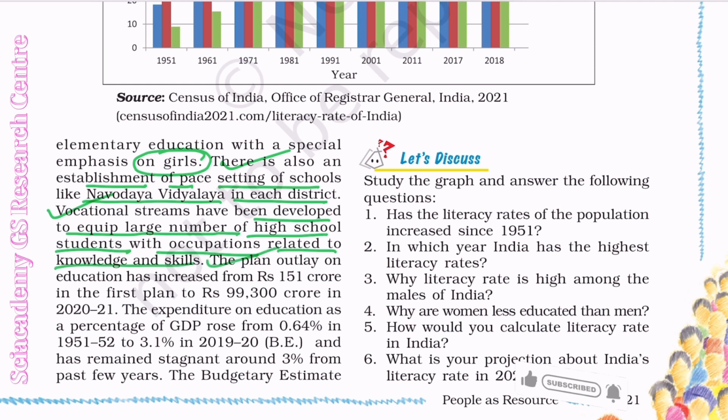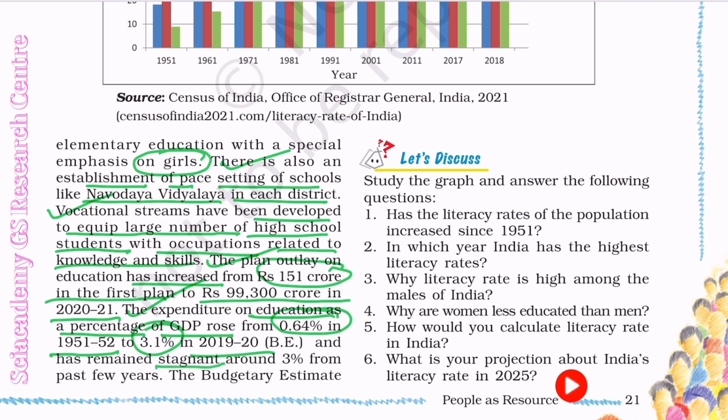The plan outlay on education has increased from 151 crore in the first plan to rupees 99,300 crore in 2021. The expenditure on education as a percentage of GDP rose from 0.64% in 1951 to 3.1% in 2019-20 and has remained stagnant around 3% for the past few years.